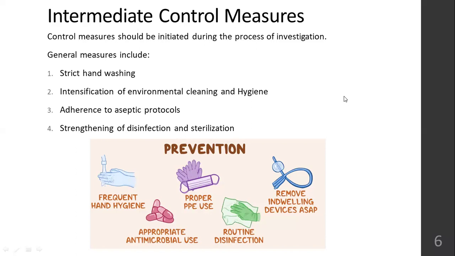Sometimes double sterilization will have to be done. So these are intermediate control measures, general measures. When you do not know the proper source or route of transmission, these areas will be very strictly followed. Appropriate antimicrobial use, routine disinfection, removing any indwelling devices as soon as possible, and proper use of personal protective equipment. These are the control measures.